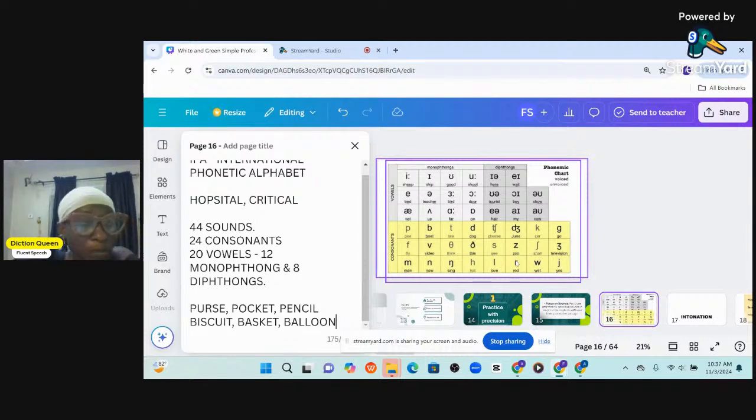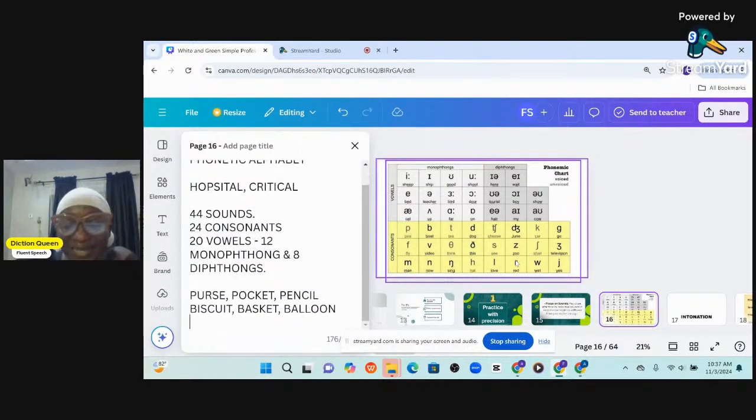Balloon. Say after me. Pocket. Pencil. Biscuit. Basket. Balloon. Now the next sound I have is T, another consonant sound.